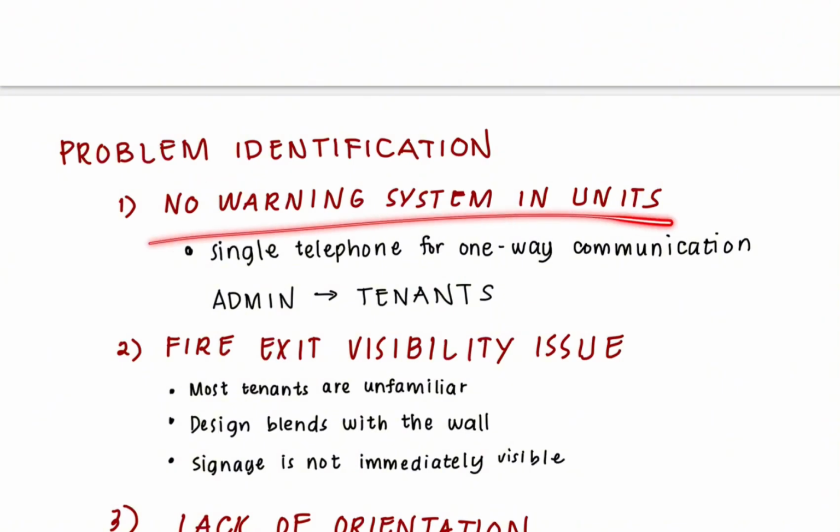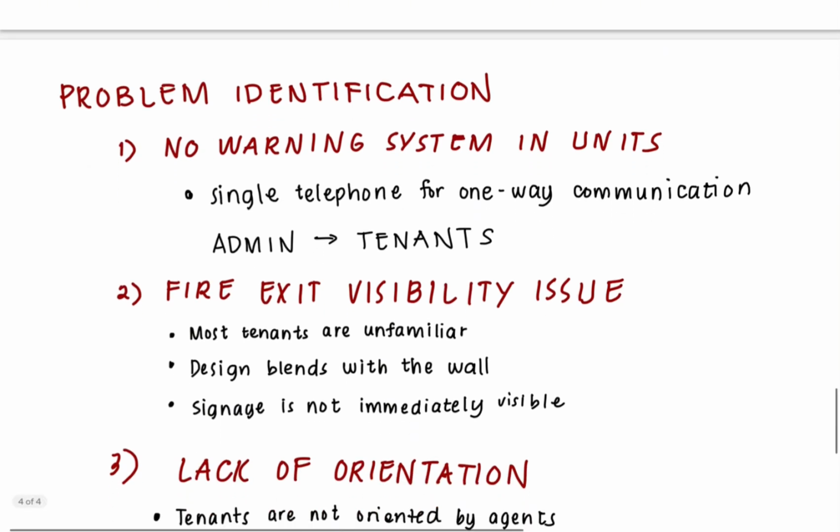So each unit has only a single telephone for one-way communication, and the receptionist can call the tenant, but the tenants cannot reach the reception during emergencies. So this one-way setup is a big problem when urgent help is needed.